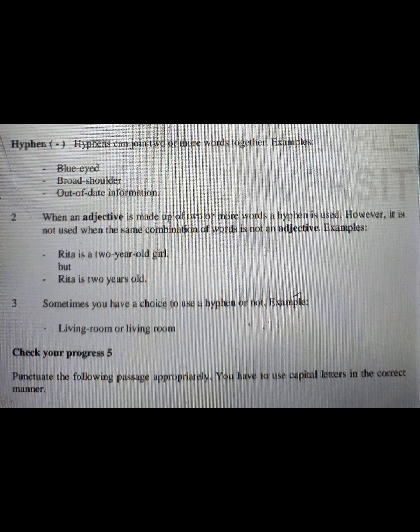Hyphen. 1. Hyphens can join two or more words together. Examples: blue-eyed, broad-shouldered, out-of-date information. 2. When an adjective is made up of two or more words, a hyphen is used. However, it is not used when the same combination of words is not an adjective. Examples: Rita is a 2-year-old girl. But, Rita is 2 years old. 3. Sometimes you have a choice to use a hyphen or not. Example: living-room or living room.